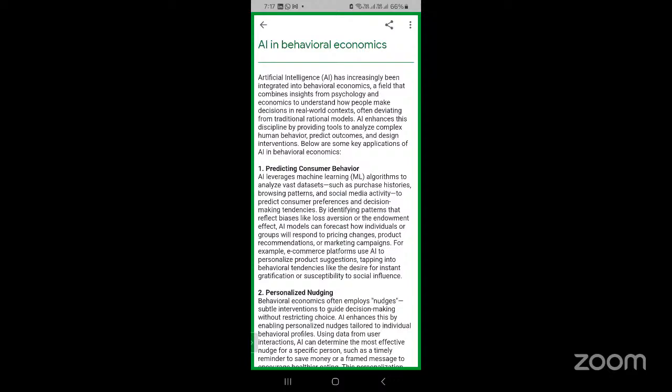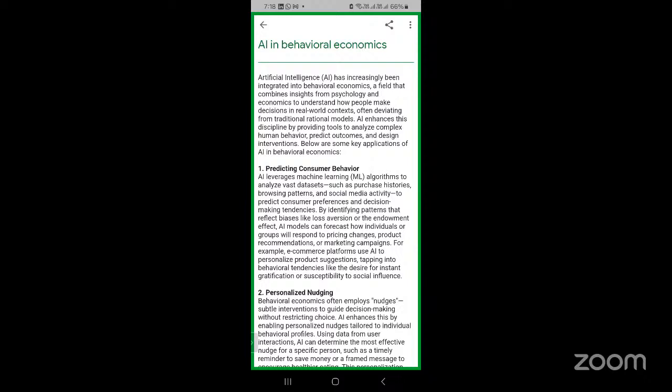Artificial intelligence has increasingly been integrated into behavioral economics, a field that combines insights from psychology and economics to understand how people make decisions in real world context. Here, people means the consumer. The consumer will buy the product, and this purchase decision of the consumer is affected by some psychological factors.